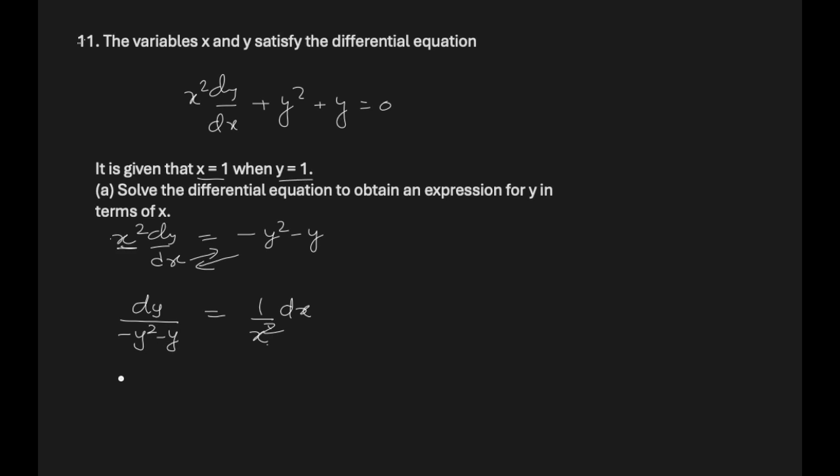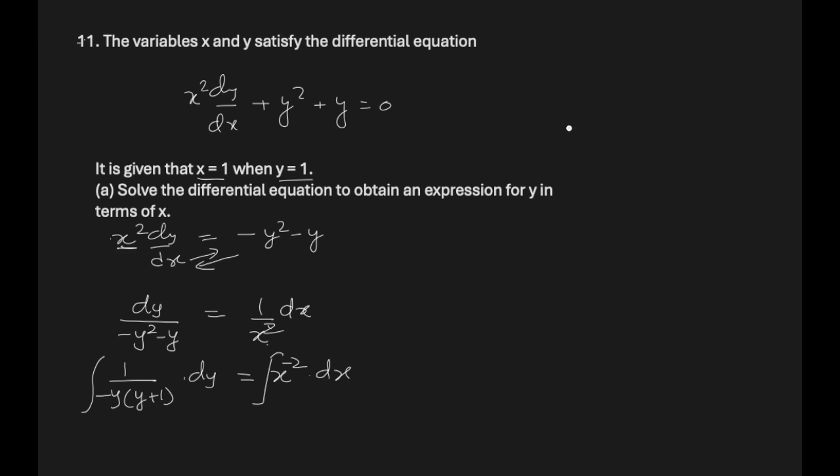So can I take minus y common out of this? So 1 over minus y and y plus 1. And I'm separating dy here. This is x to the power minus 2 dx. This is how we can write them. And we integrate both sides. This is easy. This will take some time.